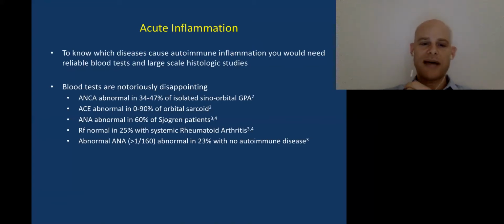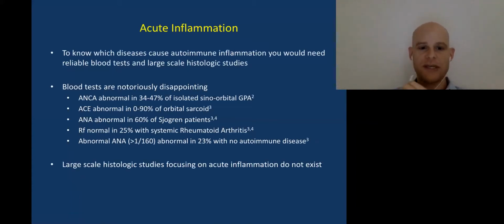ANCA is an anti-neutrophil cytoplasmic antibody. ACE is angiotensin converting enzyme. ANA is anti-nuclear antibody testing. RF is rheumatoid factor. Those are just acronyms that we use for these tests. So blood tests are disappointing.